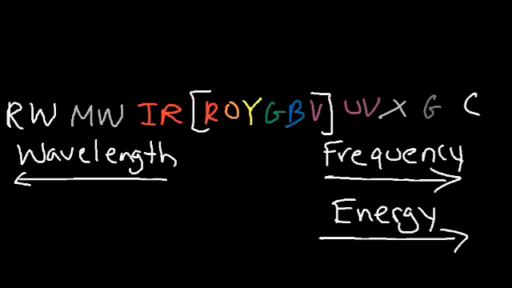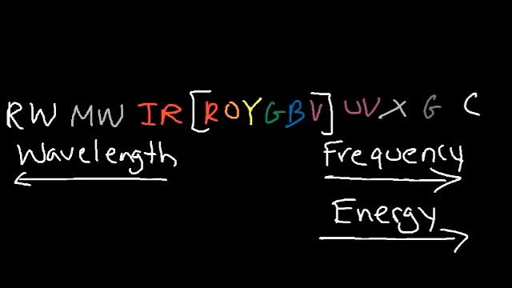So which one has a higher frequency? Microwaves or ultraviolet light? Frequency increases to the right. Ultraviolet light has a higher frequency. Now which one has more energy? Blue light or red light? Energy increases to the right, so since blue is to the right of red, blue has more energy.